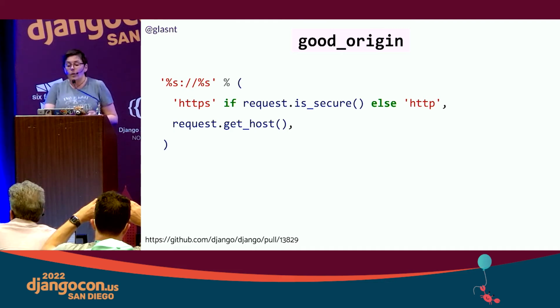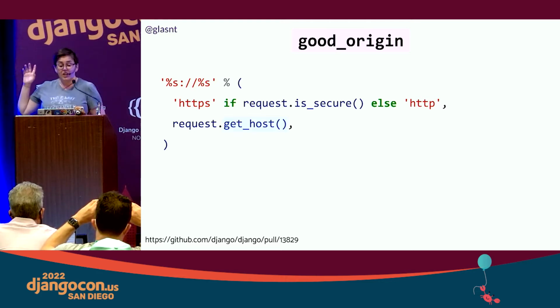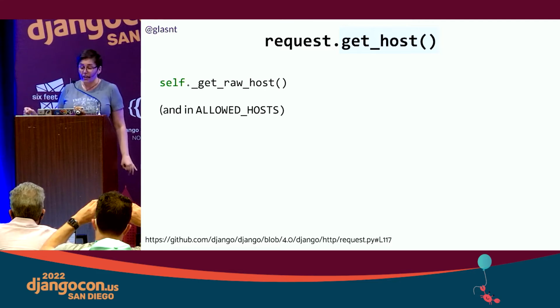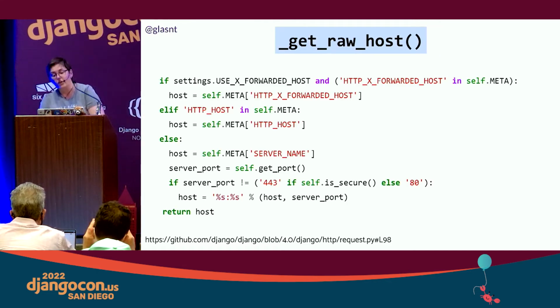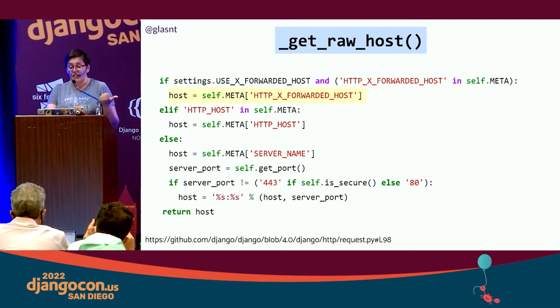And the good origin, or the current host, is a combination of the scheme determined by request.is_secure concatenated with request.get_host. And get_host itself is complicated because get_host gets the host value from a private method, _get_raw_host, and confirms that the value is an allowed host. _get_raw_host gets the host based on an order of preference. If configured, it tries to get the value of the X-Forwarded-Host, otherwise HTTP_HOST, otherwise a concatenation of the server name and the port based on the is-secure setting as defined in PEP 3333. We'll get back to that.